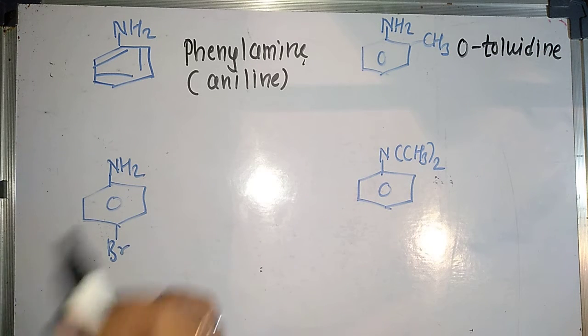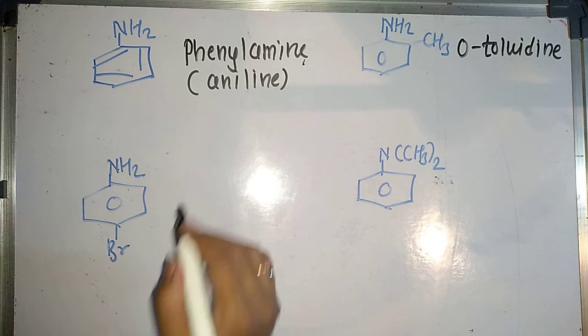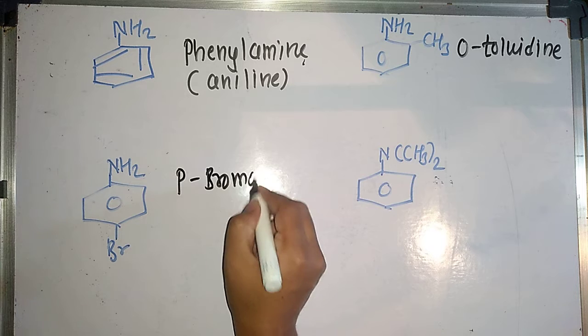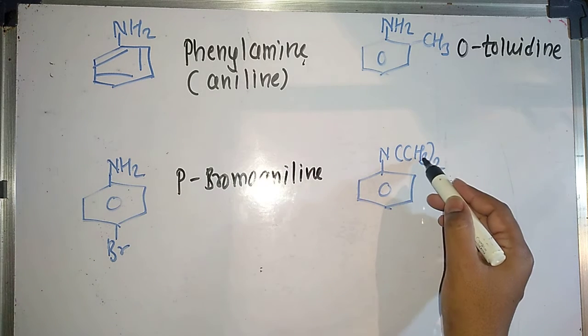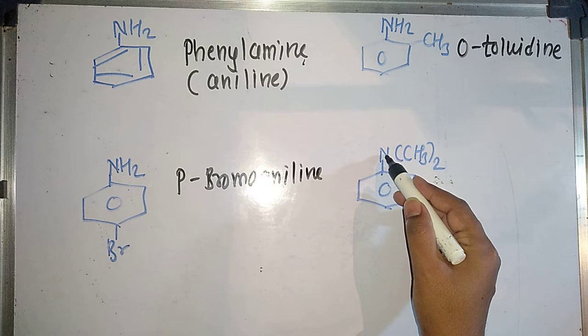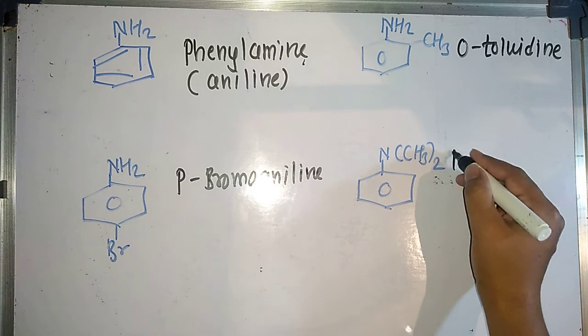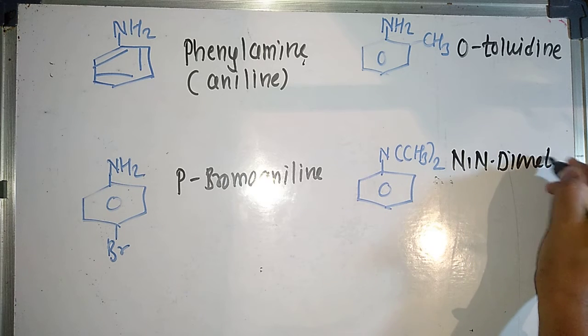Orthotoluidine. Here we have aniline. At 4 position I have bromine. A 1,4 relation is called a para relation in common name, so I will call it para-bromoaniline. In the same way, I have 2 methyl groups attached to the nitrogen atom, and the rest of the molecule is aniline, so I will write its name as N,N-dimethylaniline.